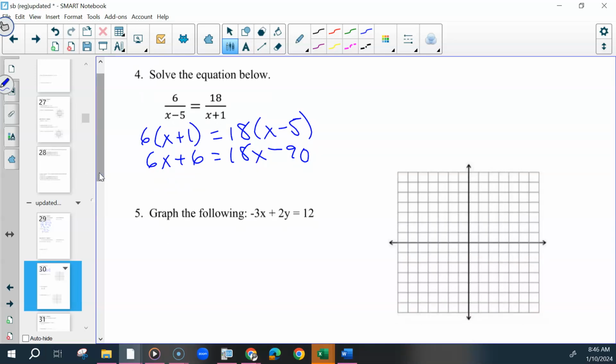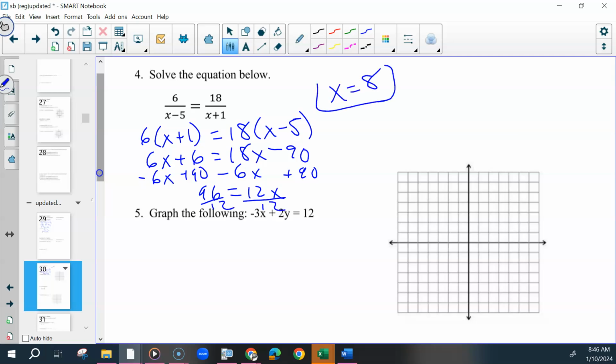And then move one variable term to the other side and one constant to the other side. So I'll move 6x and move 90. 96 equals 12. We divide both sides by 12. What is x? 8. Okay, so I'm going to show those three in Desmos.